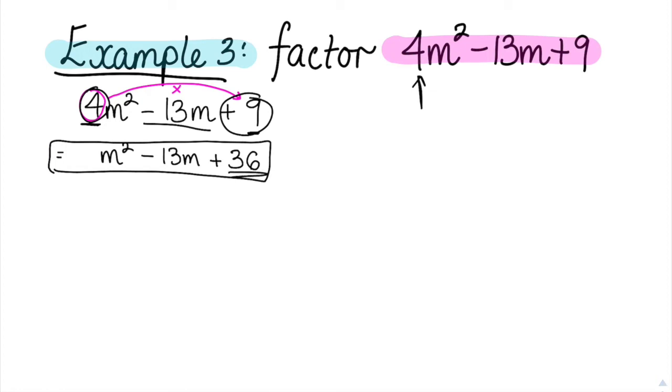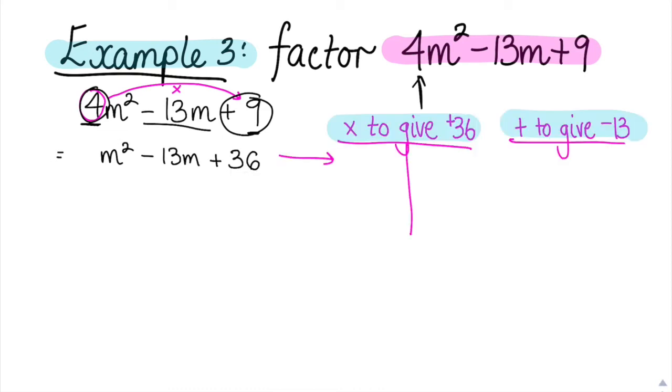We need to find two numbers that multiply together to give us positive 36 and add together to give us negative 13. So let me set up a couple of tables. Let's begin with our first table here. We need to come up with two numbers that multiply together to give us positive 36. Let's begin with 4 and 9. 4 times 9 is 36, as is negative 4 times negative 9. 2 and 18 also multiply to give us 36, as does negative 2 and negative 18.